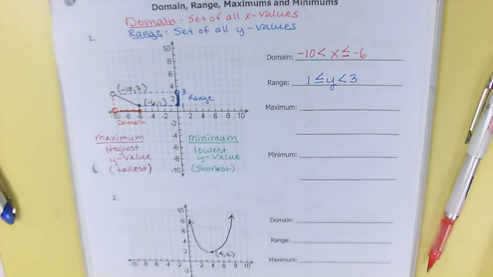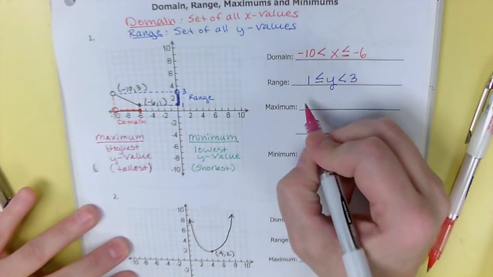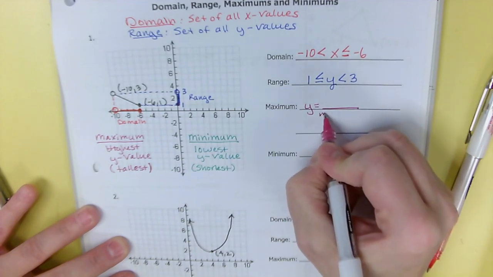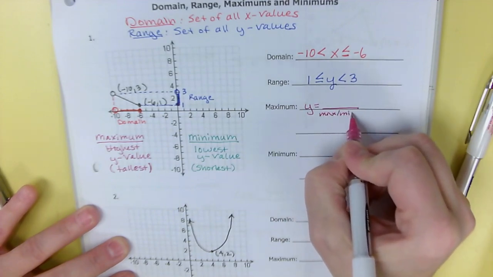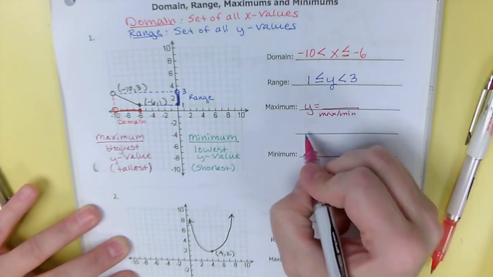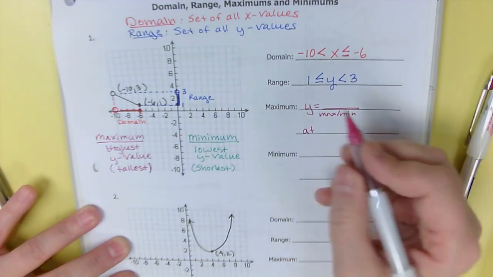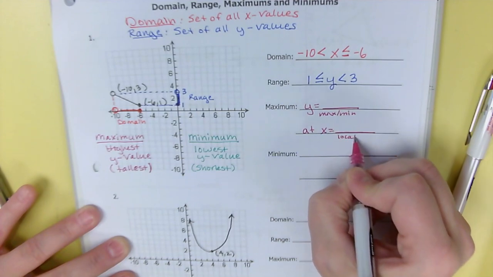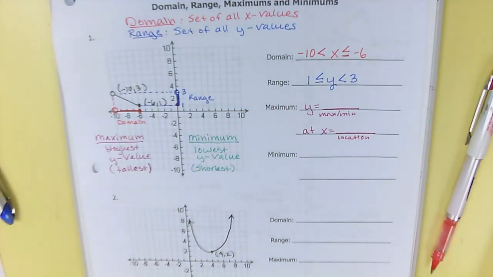Now, when we do maximums and minimums, there is a certain format that we follow. You have to say what the max or the min is, and then where it happens. So it's going to be y equals something, either a max or a min, depending on what you're doing. And then you use the word at, and then x equals, what's the location? Where does that actually occur?